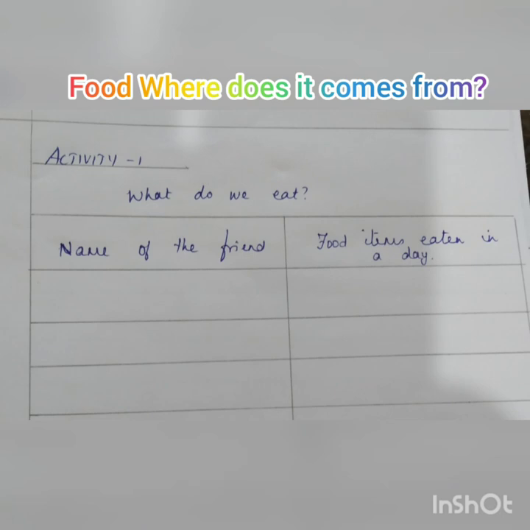Is that clear? So for example, if you call Stella ma'am, you'll write the name Stella, and you'll write what food item I have eaten. Okay, then if you called Suji ma'am, you can write Suji ma'am and write the food that ma'am has eaten. Like that, you can take each and every friend or your relatives' names and write the food items they have eaten in a day.